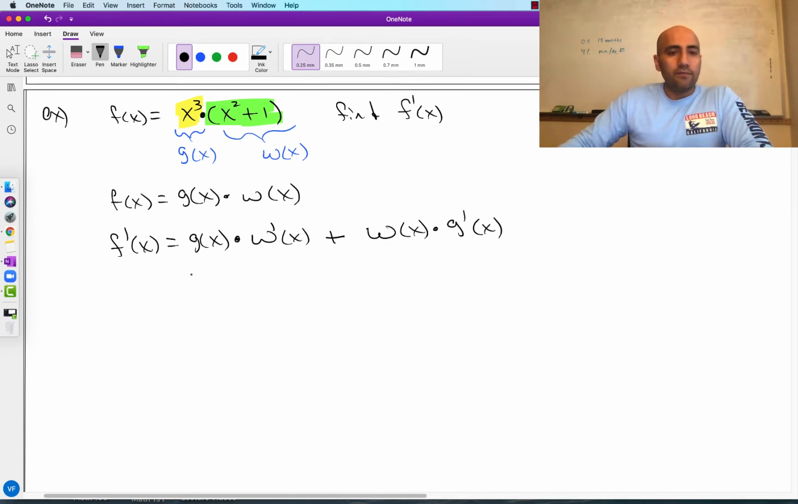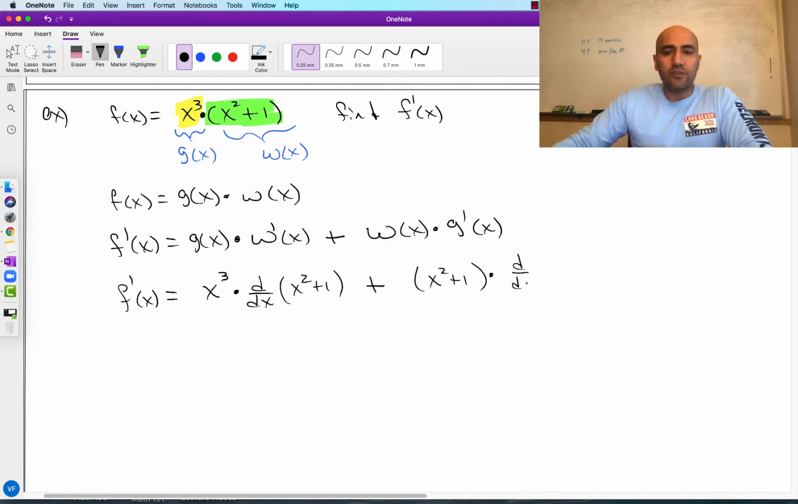Good. Now let's go ahead and plug it in here. So that means that f prime of x is going to be equal to that first one, so leave the first one alone, x cubed, times the derivative with respect to x of that second one, so times d dx of x squared plus 1. Plus, now leave the second function alone, so we'll have the x squared plus 1, times the derivative with respect to x of the g of x, which is x cubed.